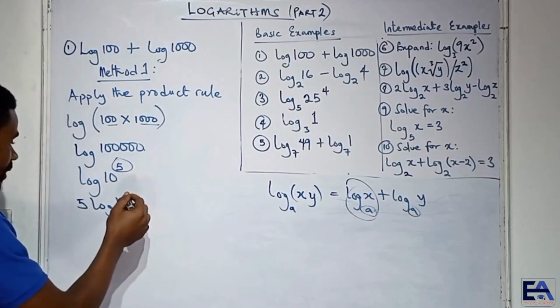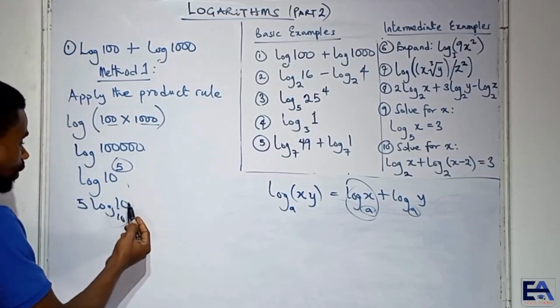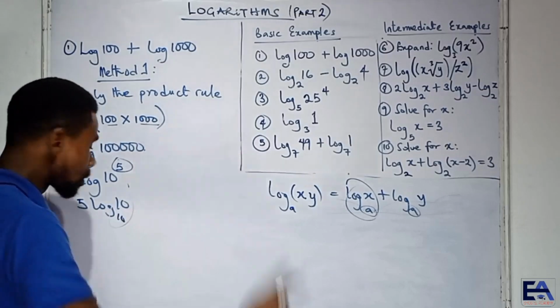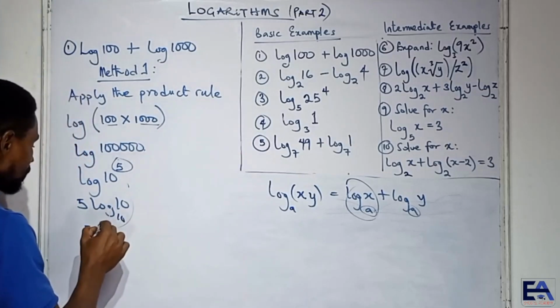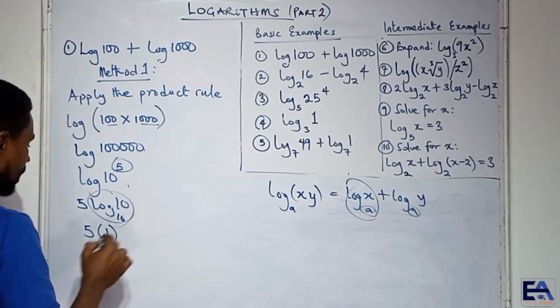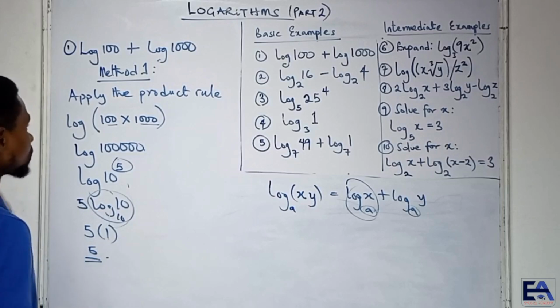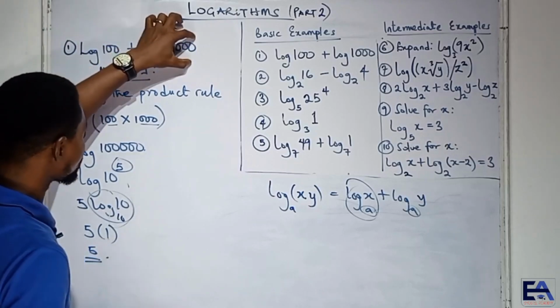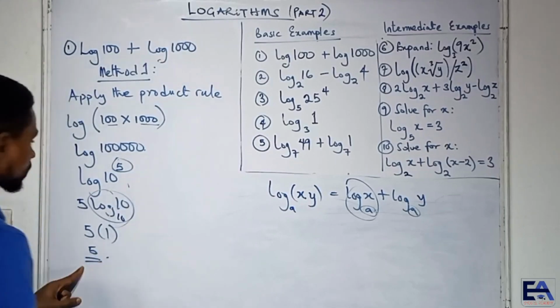As it is base 10, the logarithm of a number that is the same as the base is equal to 1. So at the end of the day, we have 5 times 1, because this log 10 changes to 1, and the answer is 5. So the logarithm of 100 plus the logarithm of 1000, the result is 5.